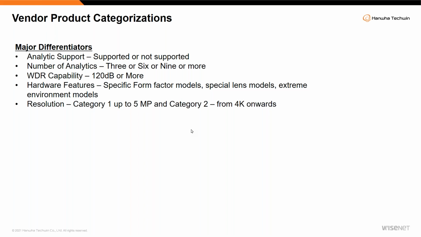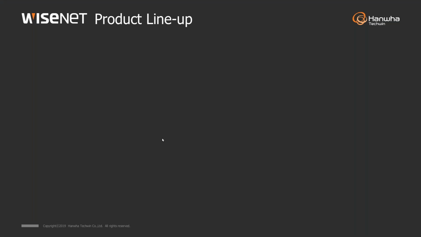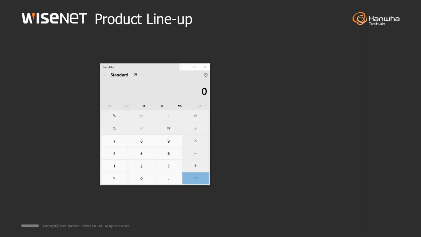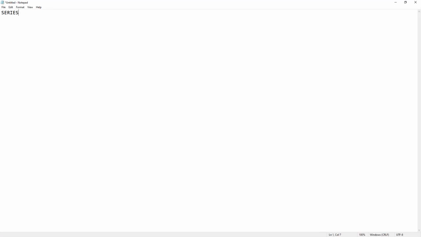Okay, again, back to the point, today you can find, let's say, a vendor has category one, category two. Okay, forget about this slide. Let me write down a note for you. Vendor can have series A, series B, series C. All the series or categories can have a 4K camera. So don't be confused about this. It can be very misleading.